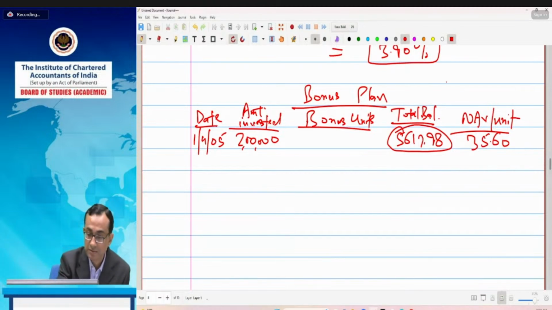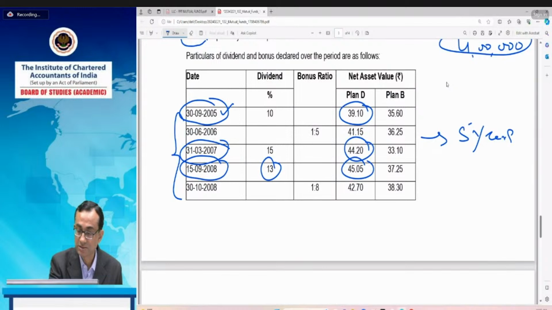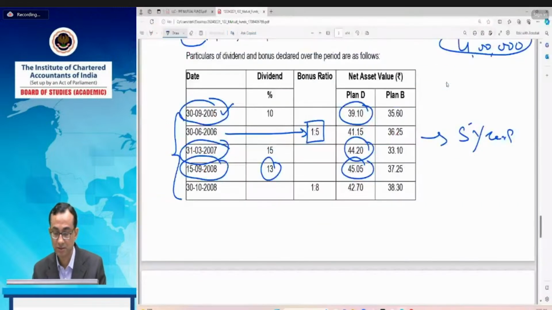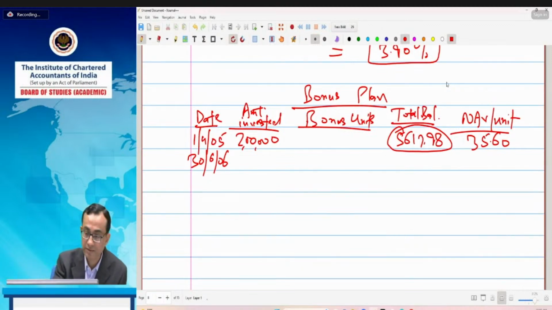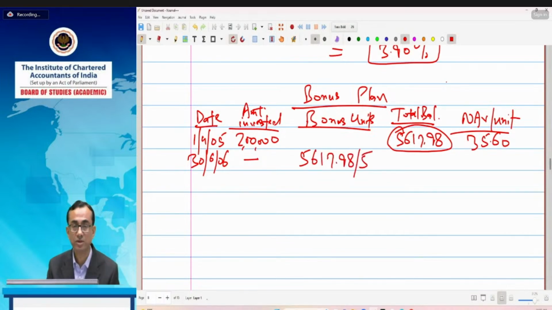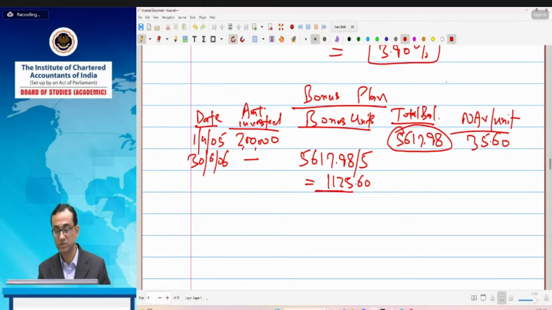Okay. Now, the next day when a bonus is issued is 30th of June 2006. This is the bonus issue date. 1:5 means for 5 existing units, 1 extra unit is declared. So it will be existing units 5617.98 divided by 5, because 1 unit will be issued for 5 existing units. So it will come to 1123.60. This 1123.60 is the units increased because of the bonus issue.